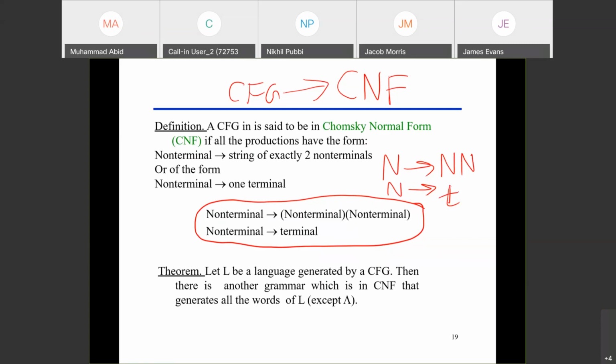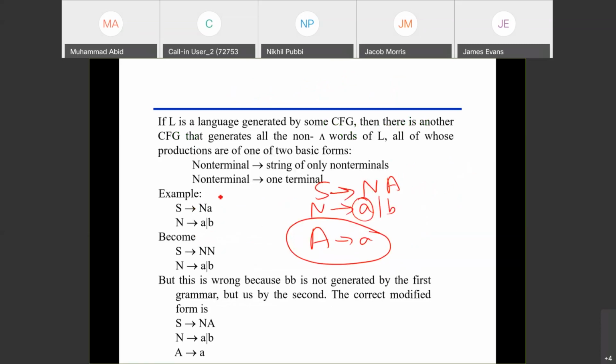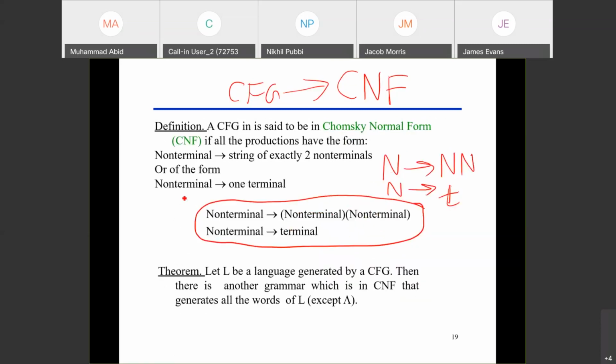You do not have a lambda production there, you do not have a unit production there, and you do not have production rules like the scenario I just discussed, a combination of terminal and non-terminal. It is very nice, neat, clean: just two non-terminals or exactly one terminal. That's it. All production rules are like that.